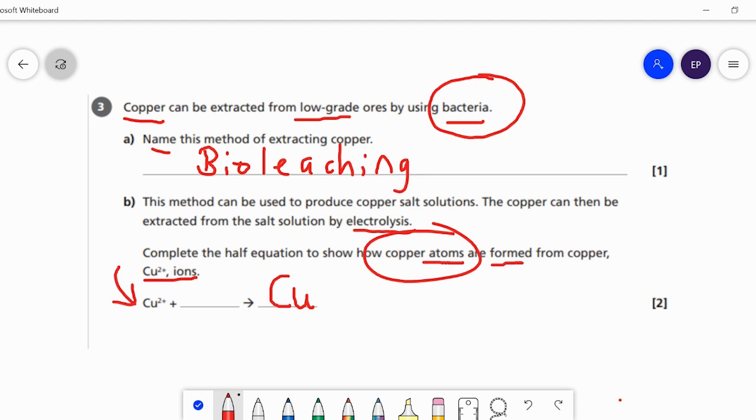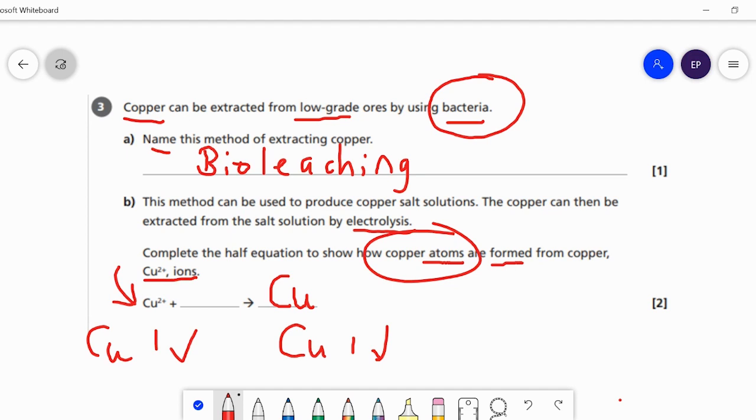On the left-hand side of the half equation, we can see that we have got one copper atom. And on the right-hand side, we have one copper atom. So it's balancing in terms of the copper atoms and ions. Unfortunately, though, it's not balancing for the charges.